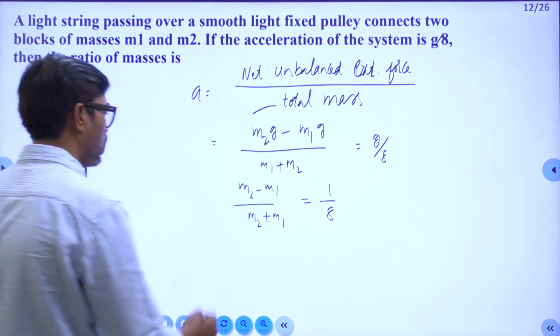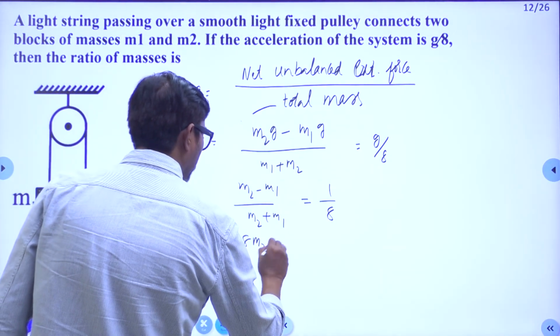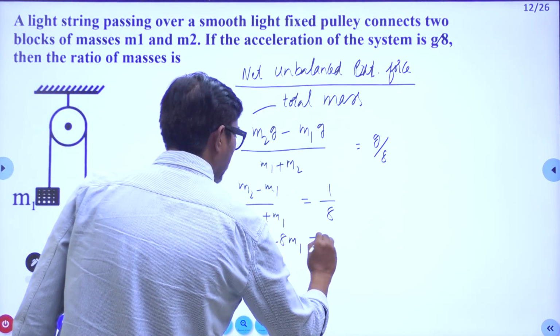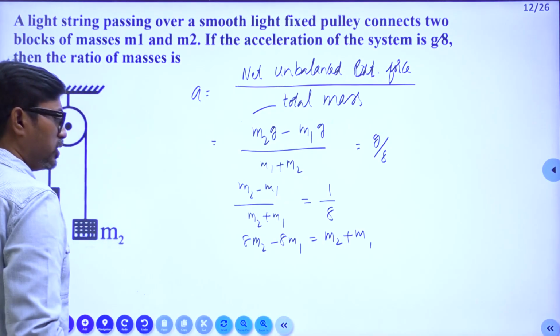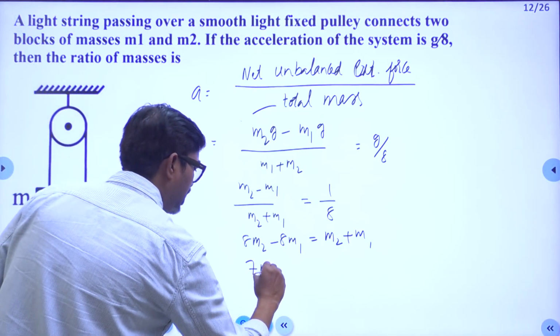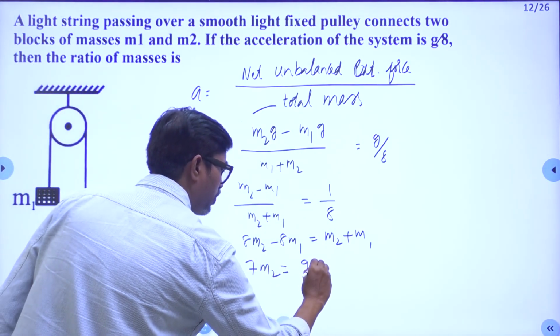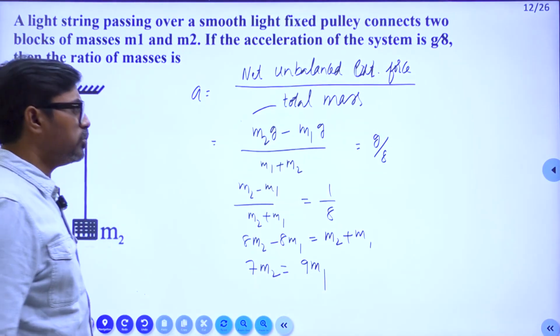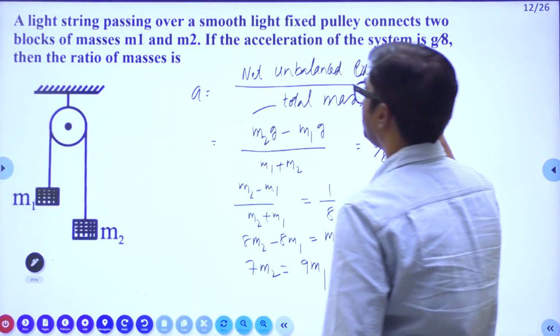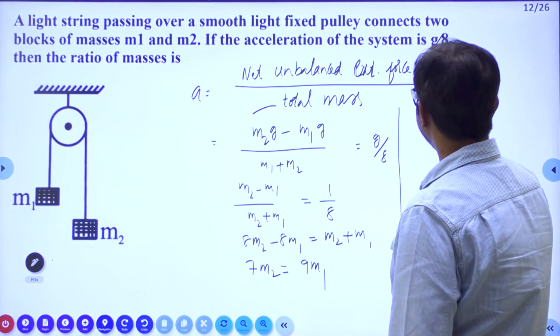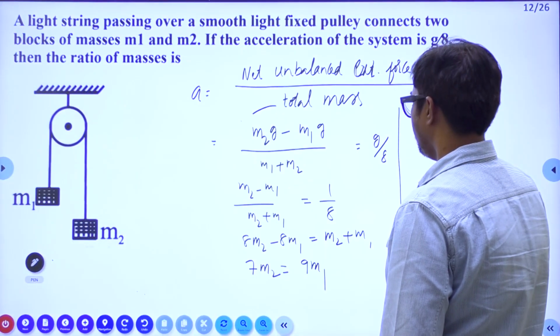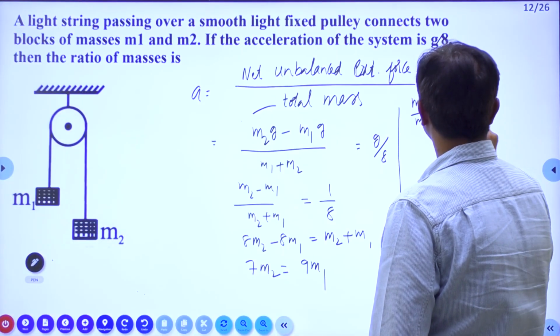Cross multiply. What do I get? 8m2 minus 8m1 equals m2 plus m1. Take m2 terms to one side. You will have 7m2 equals 9m1. Otherwise, m1 by m2 you can write. They are asking for the m1 by m2 ratio. I think you need to check it based on the options here. So if I go for m1 by m2, it will become 7 by 9.